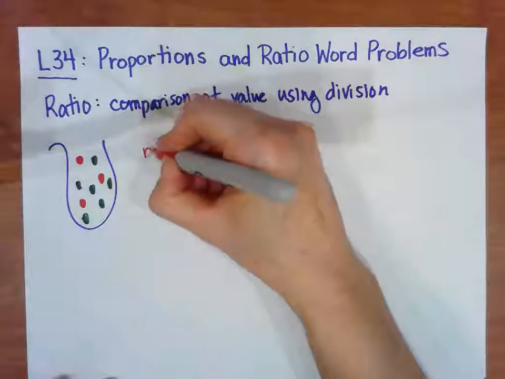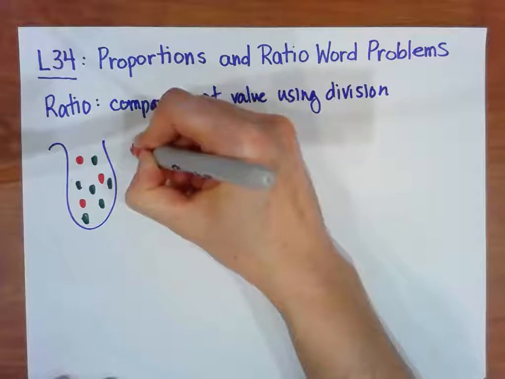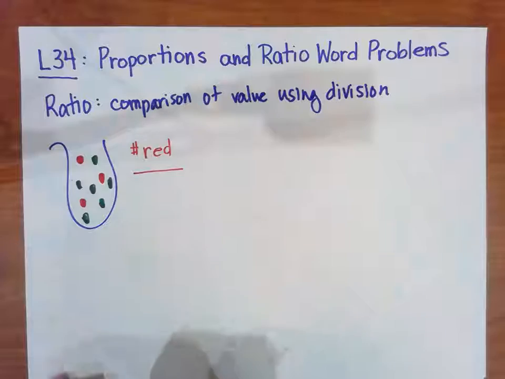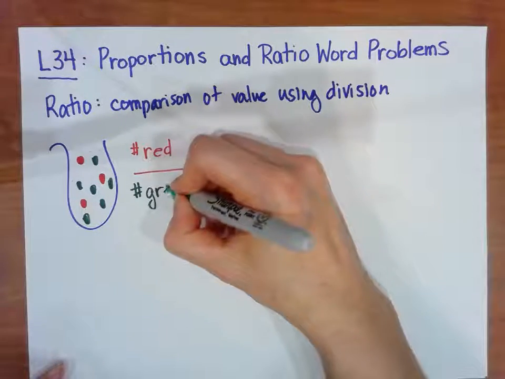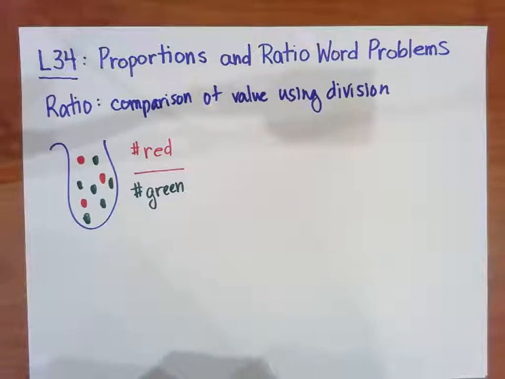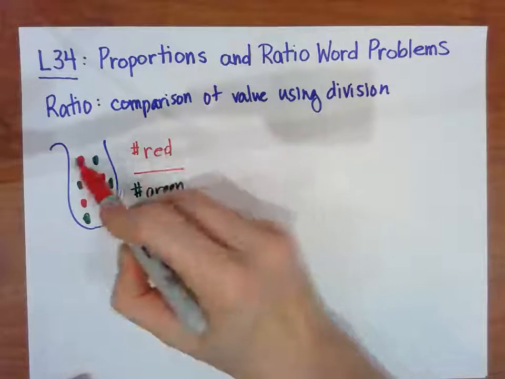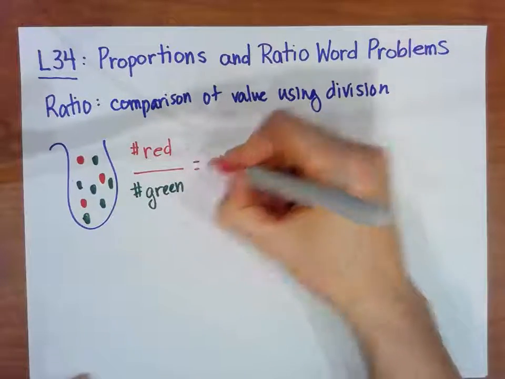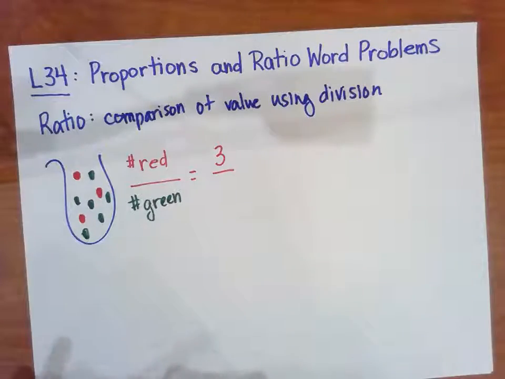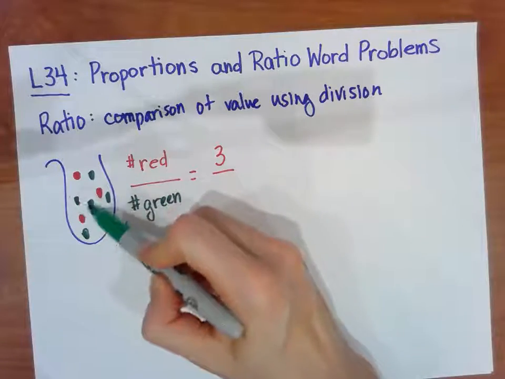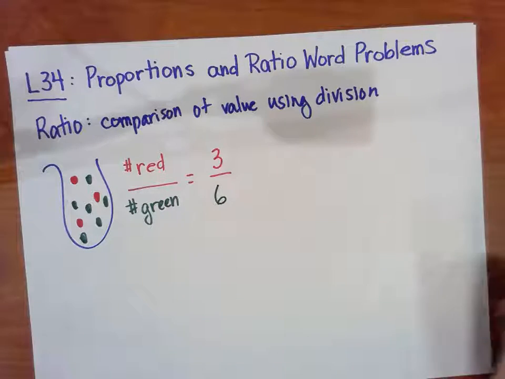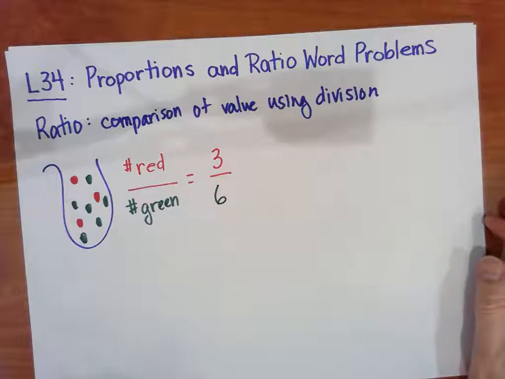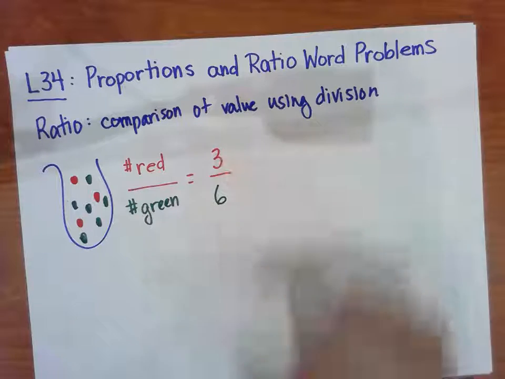So we would take the number of red marbles and then we would divide it by the number of green marbles. So that's the way that we're going to compare the reds and greens, by dividing. So of course we look at the reds. There are 1, 2, 3. So we have 3 red marbles, and we've got 1, 2, 3, 4, 5, 6 green marbles. So the ratio of red marbles to green marbles is 3 to 6. We would read that 3 to 6.